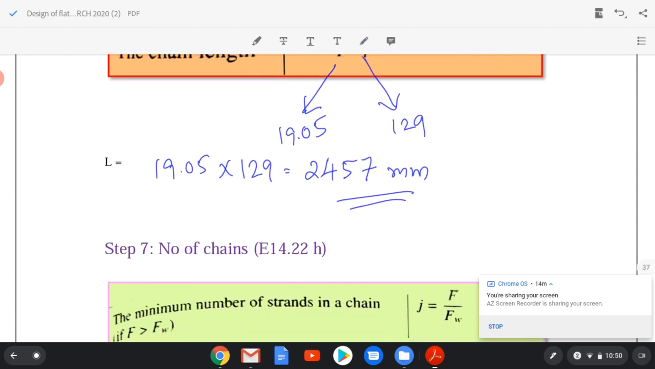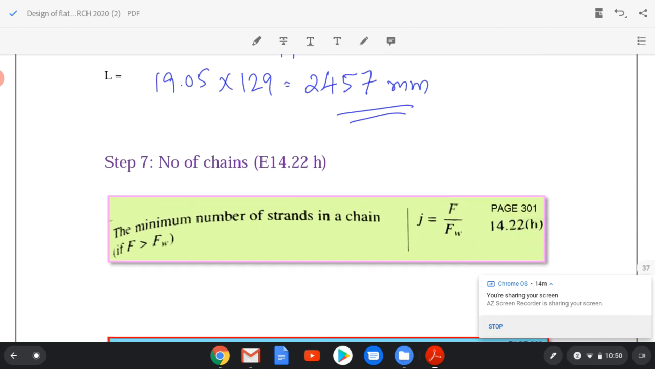Now we have to find the number of strands in the chain. The chain can be either single stranded or multi-stranded. Multi-stranded means there will be 2 sets or 3 sets of chain, and is called double and triplex chains. So this is our equation, J equal to F by Fw, from page 301, equation 14.22h.